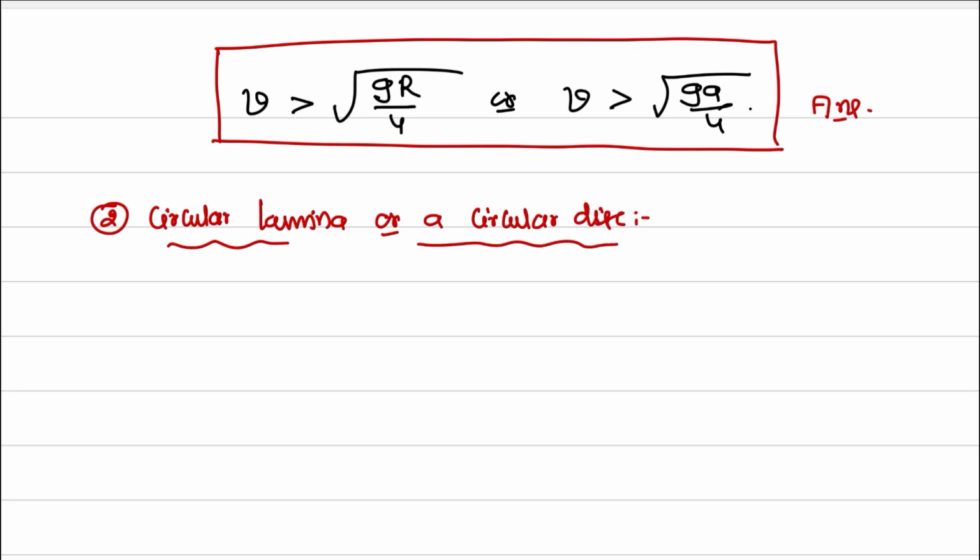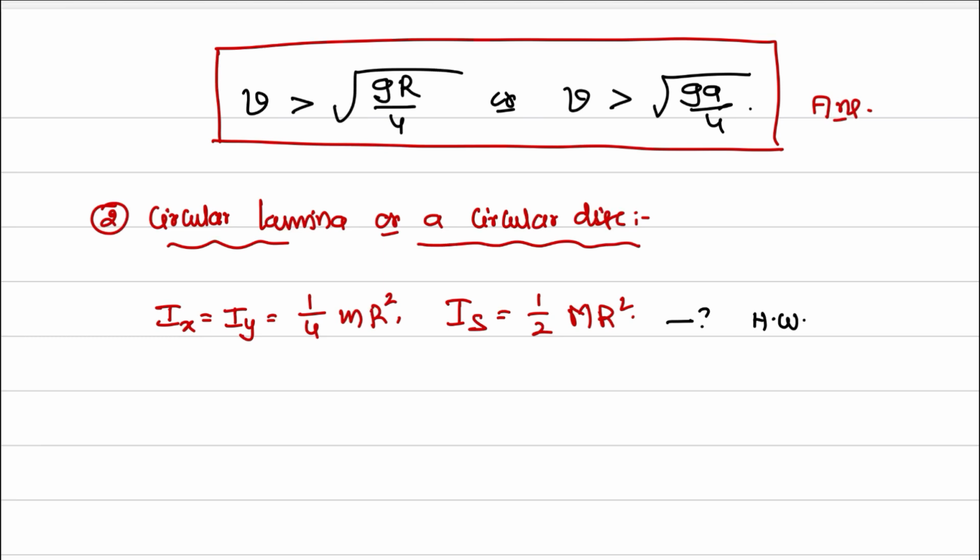In this case, what is the value of Ix and Iy? Ix is equal to Iy is equal to 1 by 4 m r square. And what is the Iz value? 1 by 2 m r square. How it has come, you do it as a homework.